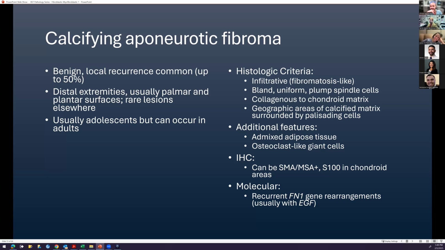Cool. All right. Sounds good. Any questions about this case? It's calcifying aponeurotic fibromas. They're weird little guys. Weird little guys. All right. The rest of them, if I remember correctly, are mostly pictures. So let's talk about them.